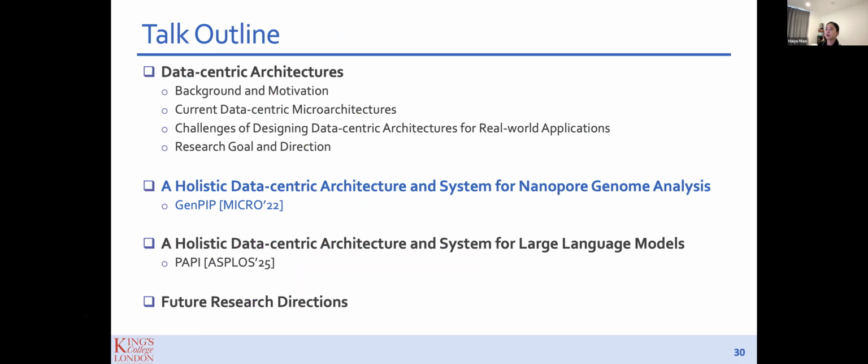Okay, so we have already talked about the data-centric architectures, the basics, and the motivation for why we need them, the current status of memory and storage processing, and also the challenges and the research goal and direction. Then I will give you two examples that we have recently done in this area. One is about genome analysis, and the other one is for large language models. Let's start with the first one, which is the holistic data-centric architecture and system for nanopore genome analysis.